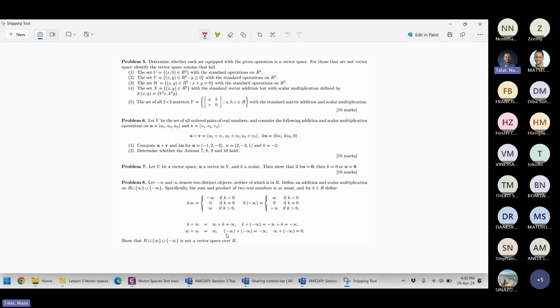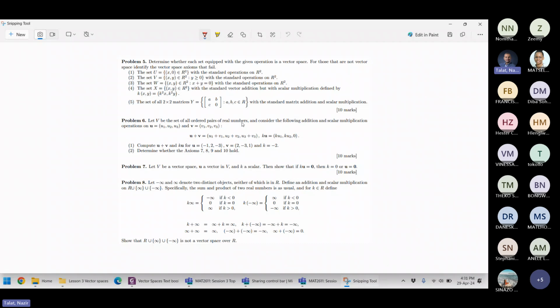If you show any one axiom which doesn't hold, then you can conclude that it's not a vector space. To show that a given set is not a vector space, it is enough to show that at least one axiom fails. But if you need to show that it is a vector space, then you must satisfy all 10 axioms. If you are going to show that it's not a vector space, then only highlight the axiom which the given set doesn't satisfy.